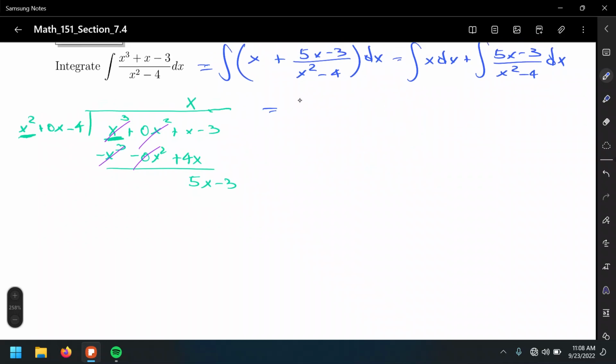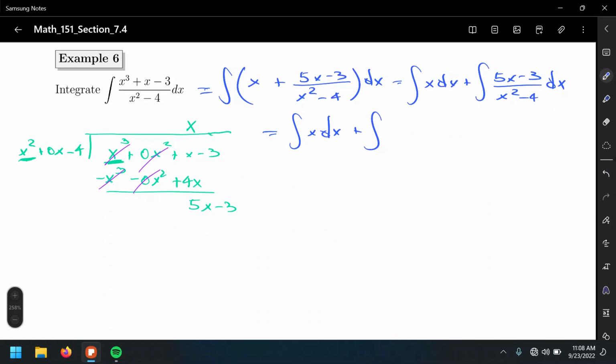That's the integral of x dx plus the integral, okay, x squared minus 4. Can we simplify that x squared minus 4? I mean, it's a quadratic. But is it a reducible quadratic or an irreducible quadratic? It's reducible because we can factor it as a product of two linear factors. In this case, using the difference of squares, x minus 2, x plus 2.